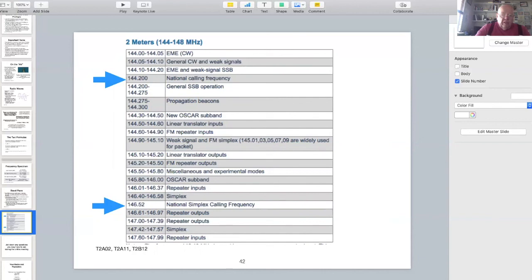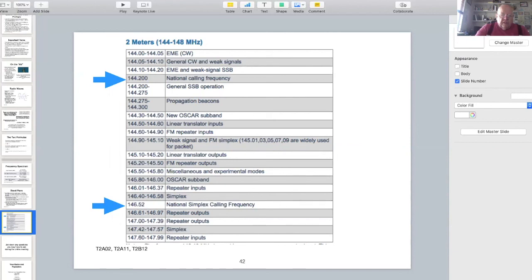Essentially, you make a contact with someone on the calling frequency and then move to a repeater or a simplex frequency to continue the conversation. When I'm driving down the highway in my motorhome in some other part of the country, I'll tune to 146.52 and listen. I'll hear somebody else, we'll make a contact, we'll move off to either a repeater or some other frequency and continue the conversation, leaving 146.52 available for someone else.